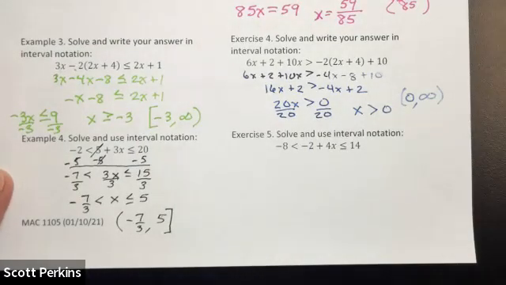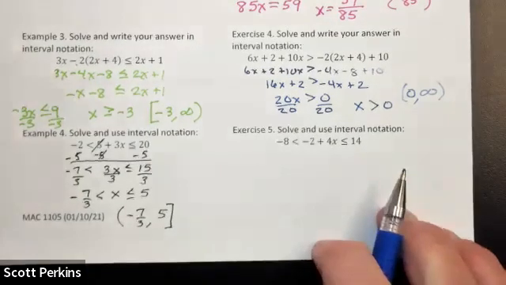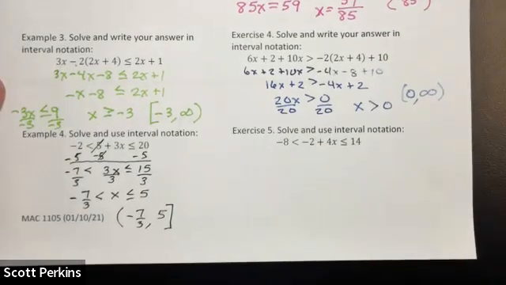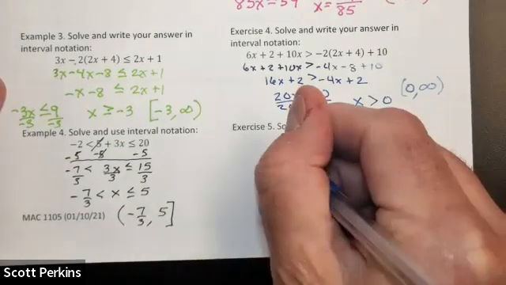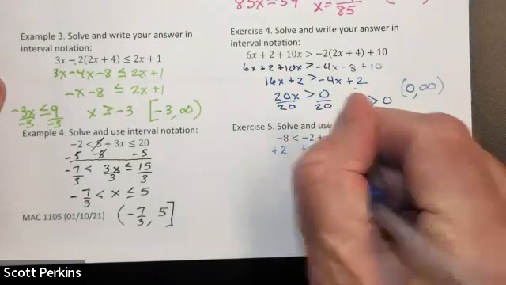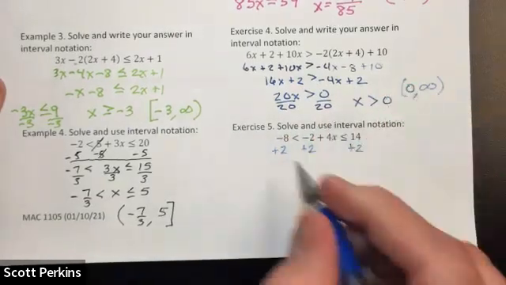Okay, once again, I got 2 steps on this problem. So what's the first step? What do I need to do to solve this? Add 2. Sure, I'm going to do that to all the sides. So add 2 there, add 2 in the center, add 2 on the right.